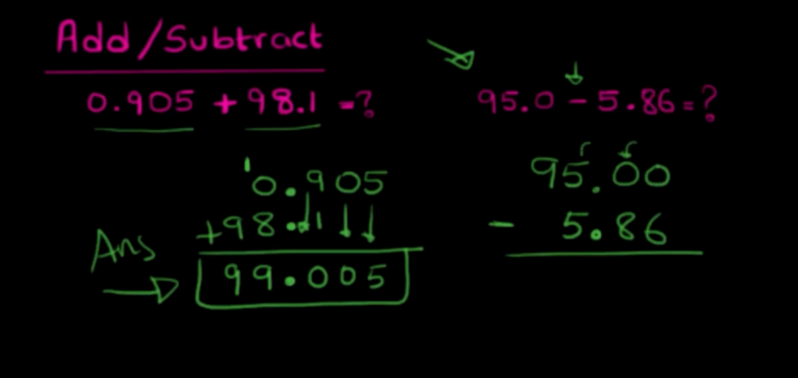I can't borrow from here, so I'll be borrowing from the 5. That cancels down, becomes 4. That becomes a 10. I need to borrow from the 10. That cancels down, becomes a 9. That becomes a 10. 10 take away 6 is a 4. 9 take away 8 is a 1.